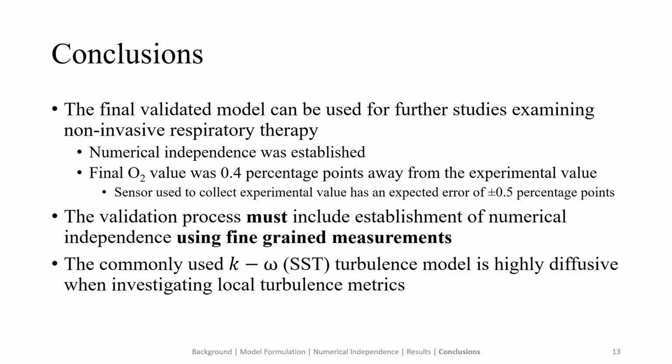The validation process must include establishment of numerical independence using fine-grained measurements. If only coarse measurements are used for the establishment of numerical independence, then premature establishment can occur, which will lead to a model with conflating errors being accepted as validated and independent. The commonly used K-omega SST turbulence model, as expected, is highly diffusive when investigating local turbulence metrics.